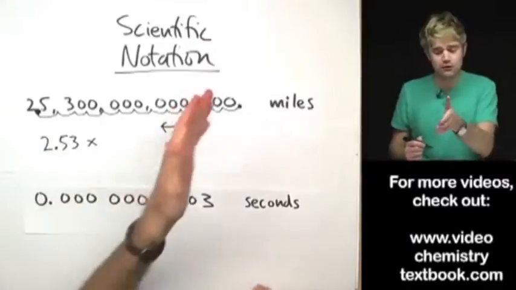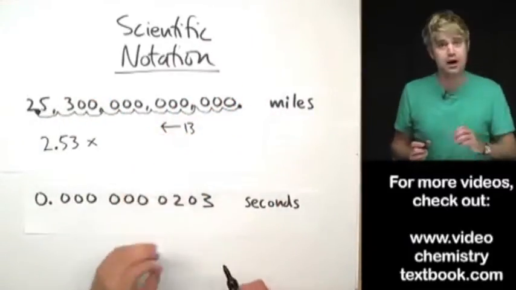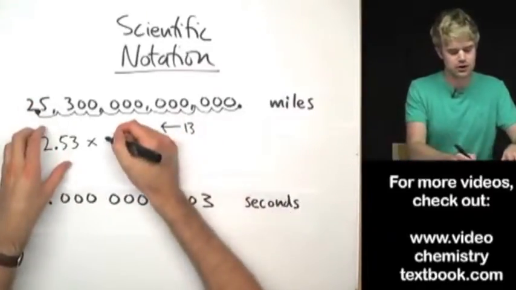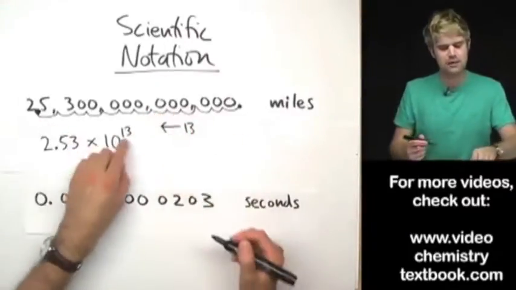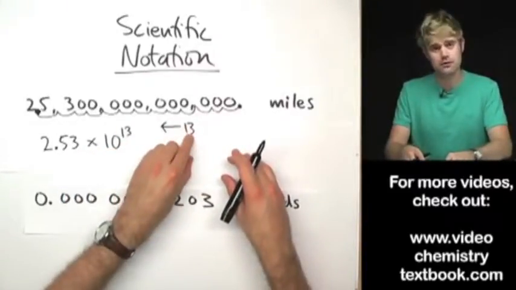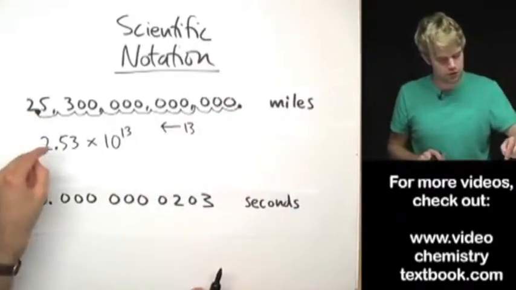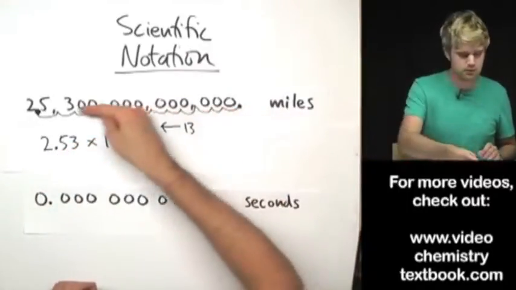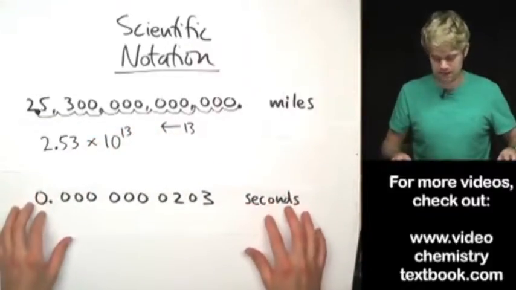Now I need to account for the fact that I moved the decimal place 13 spots in this direction. So I say that I moved it 13 spots by writing 10 raised to the 13 power. You see this number here, the exponent on 10, is the same number of spots that I moved the decimal place to its new position. So 2.53 times 10 to the 13.